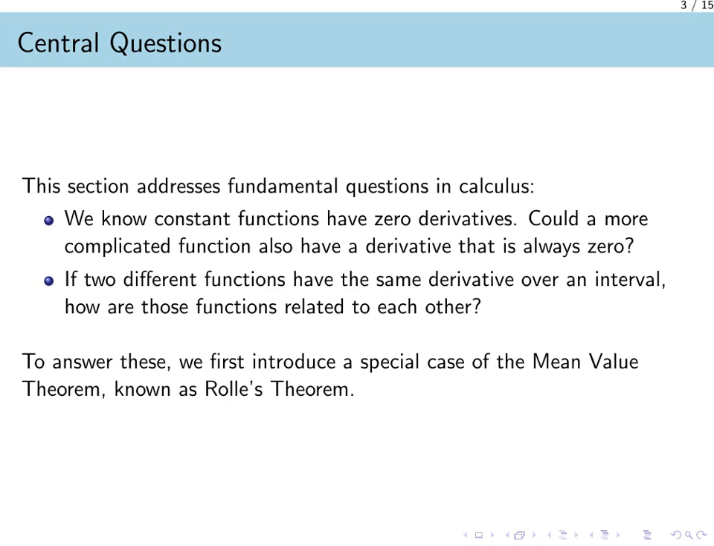Let us explore two fundamental questions that connect a function to its derivative, which will guide our work in this section. We already know that a simple constant function, like y equals 5, has a derivative that is always 0 because its graph is a flat horizontal line. But could a more complicated, non-constant function also have a derivative of 0 everywhere it is defined? And for our second question, if we discover two different functions that share the exact same derivative over an interval, how must those original functions be related to each other?